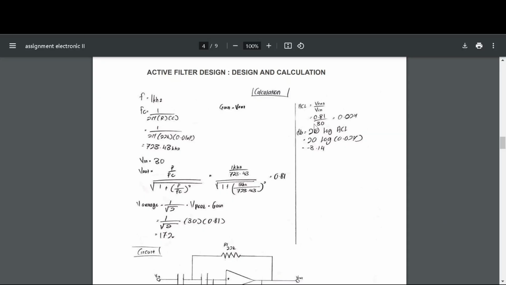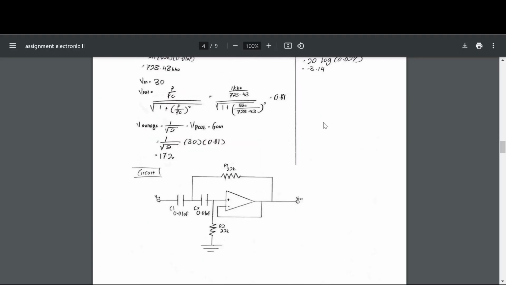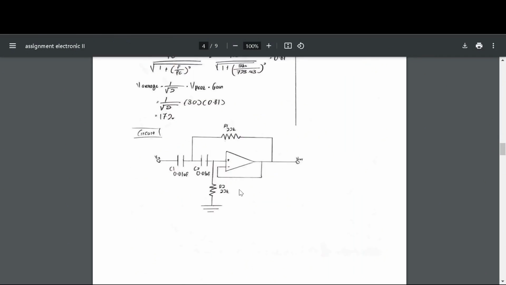So for the dB, it is 20 log ACL. We just insert the value, and we get negative 3.14. Negative, yes. So this is our circuit. This is V in, this is V out, and our R1 and R2 we put here because we are on active filter, so we got capacitor here.